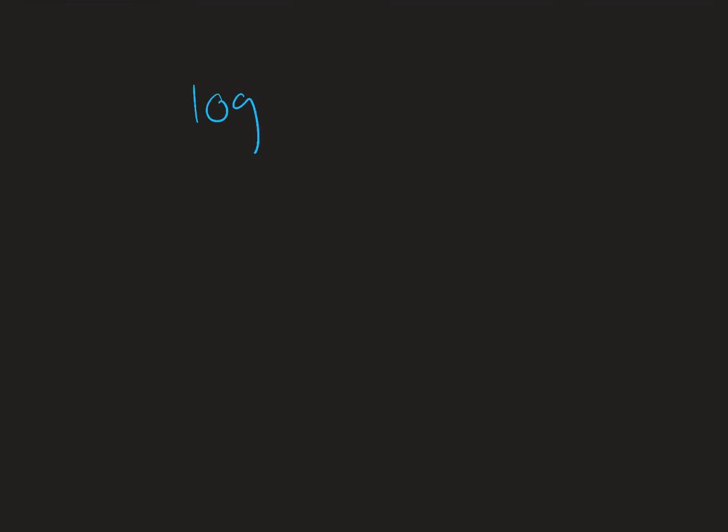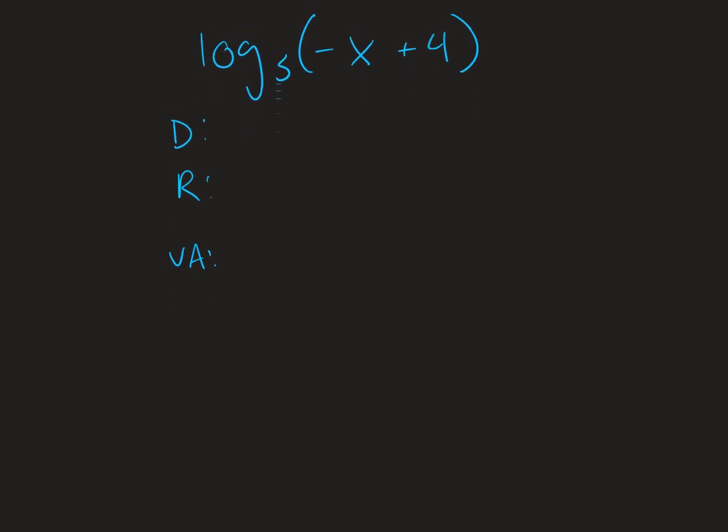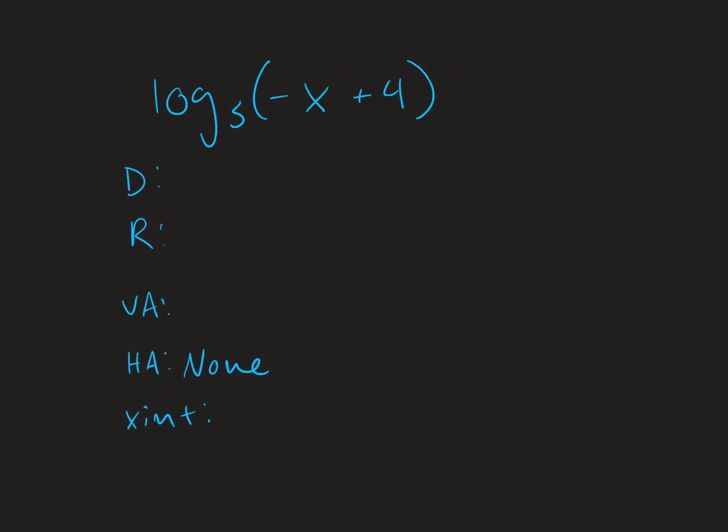So for a log graph, I'll make one up. So let's say we had log base 5 of negative x plus 4. So I have a domain, range, vertical asymptote. Do I have a horizontal asymptote for a log graph? No. So a horizontal asymptote would be none. And then x-intercept.